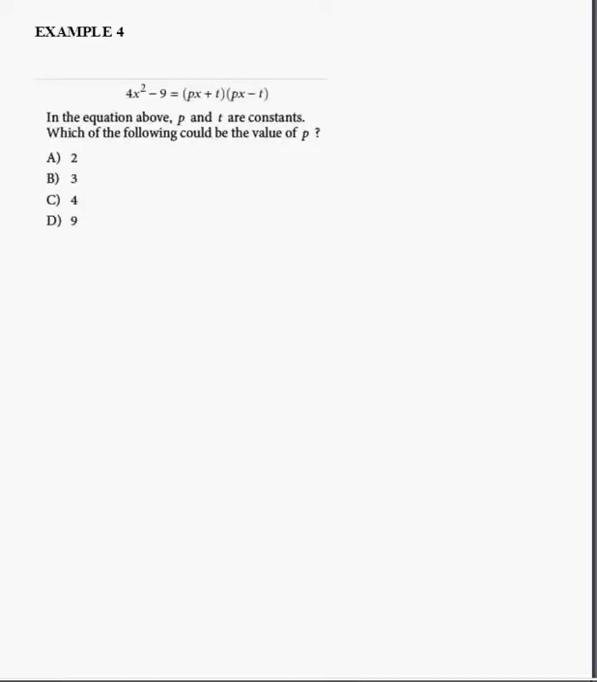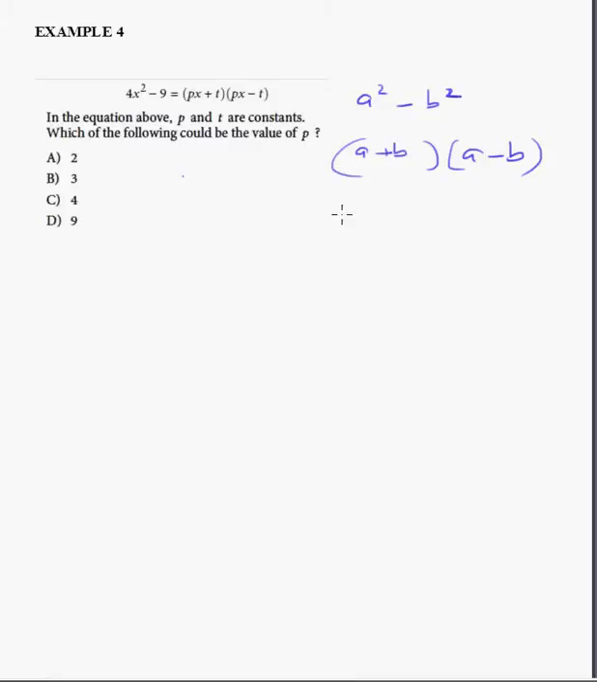Okay, let's take a look at example 4. Now remember, there's something called difference of squares, and I think this problem is trying to test you on difference of squares. When I have a squared minus b squared, this is what we call difference of squares. I'm subtracting two squares. It becomes a plus b, a minus b.